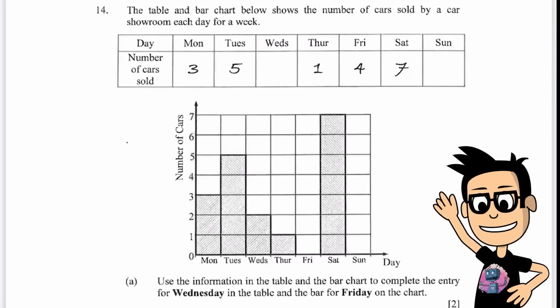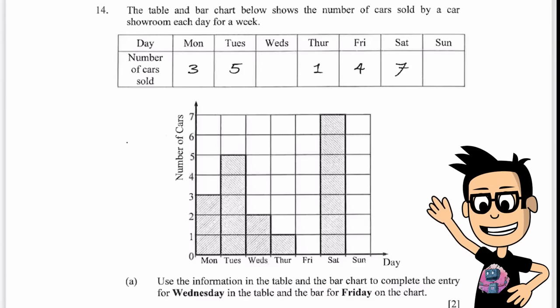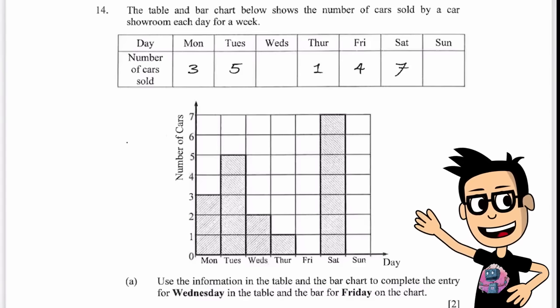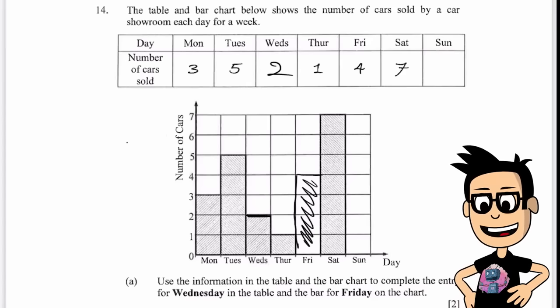So the table and bar chart below show the number of cars sold by a car showroom each day for a week. Use the information in the table and the bar chart to complete the entry for Wednesday in the table and the bar for Friday in the chart. So instantly for Wednesday, we can see that there are 2, so we can fill that in. And then for Friday, we see there are 4, which means I will simply shade 4 in. And that there is our question done.